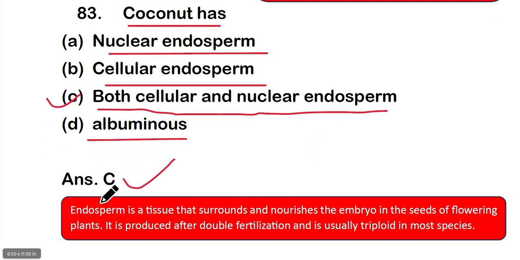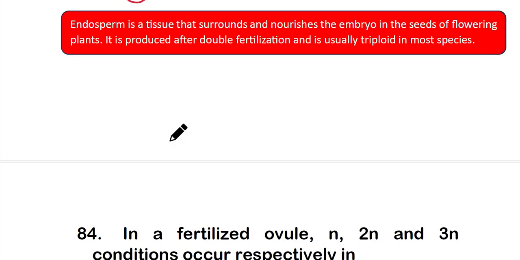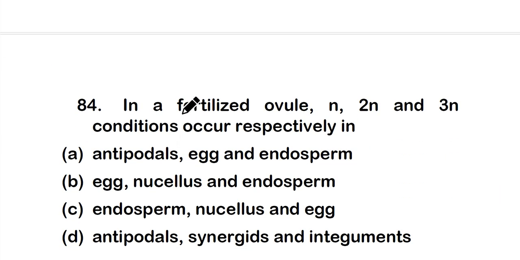Okay, and here endosperm is a tissue that surrounds and nourishes the embryo in the seeds of flowering plants. It is produced after double fertilization and is usually triploid in most species. Okay, so the next question is question number 84.